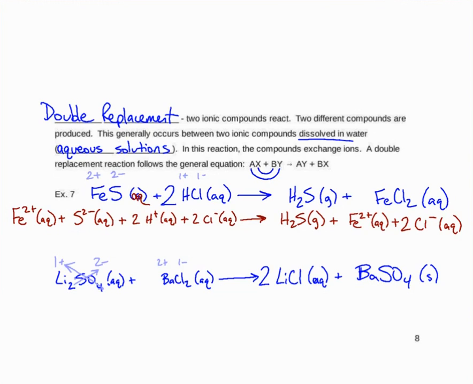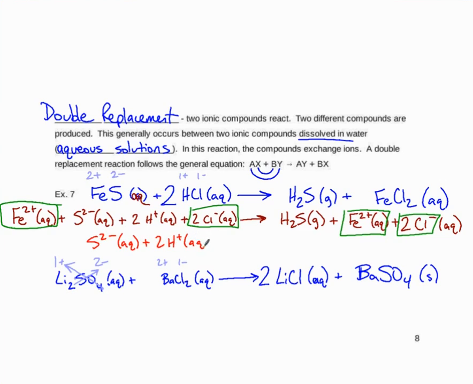And we could identify spectator ions. That's 2 chlorines, 2 irons, and whatever's left is our net ionic equation, which I'll do in red. Sulfur ions plus 2 hydrogen ions yields H2S gas.